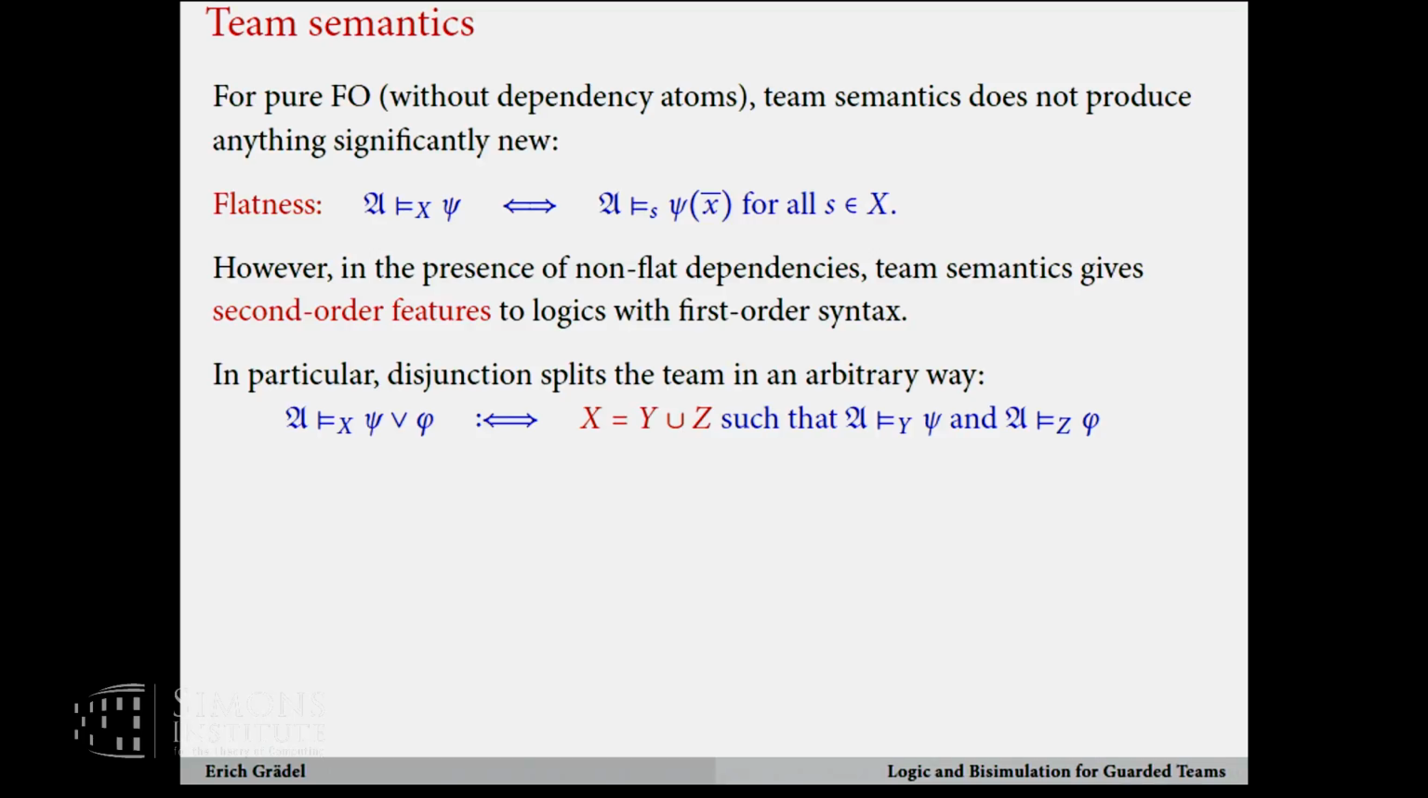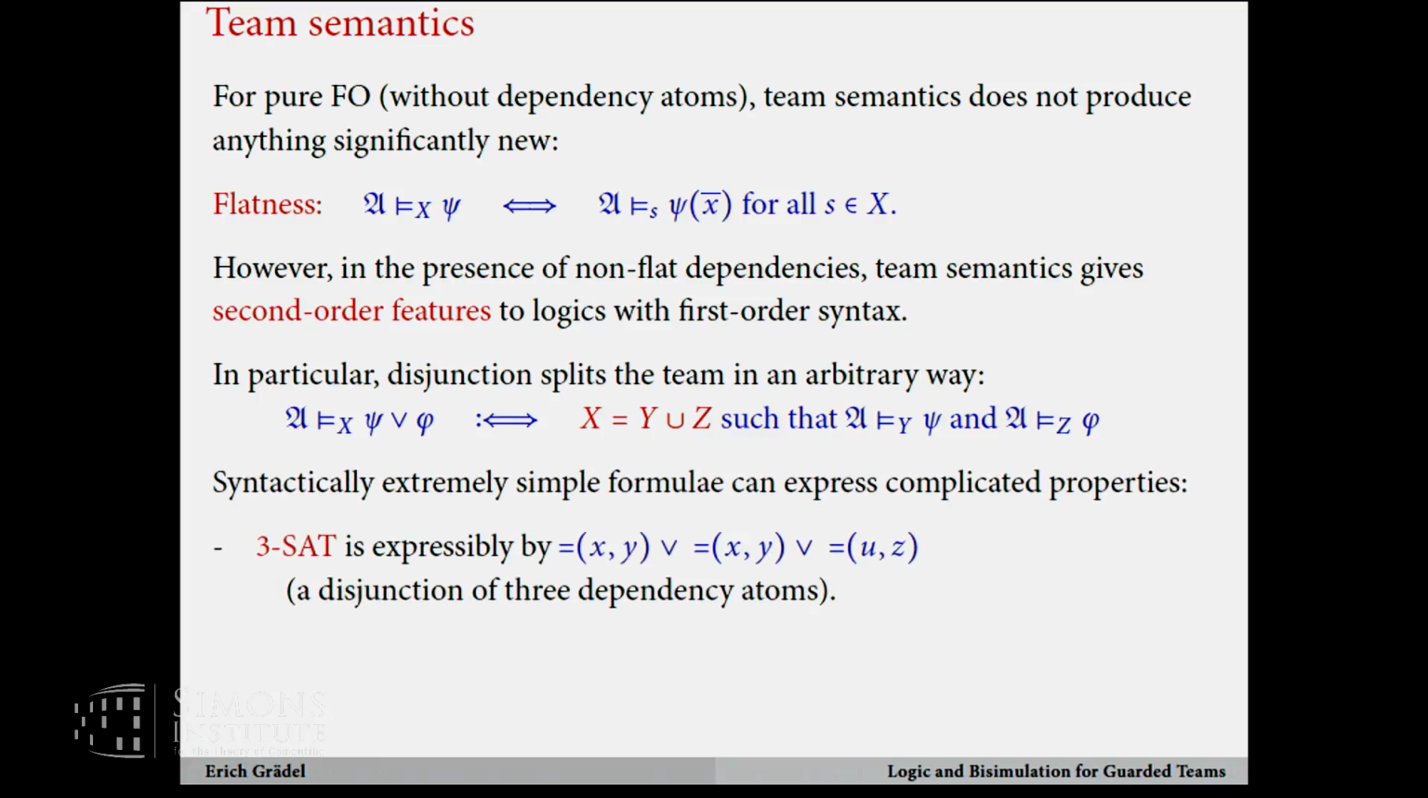And the most interesting case is, in fact, disjunction, because disjunction splits the team. If you say either phi or psi is true in the team X, you actually split the set of assignments into those that satisfy phi and those that satisfy psi. So this already introduces a second-order feature, and quantifiers do as well. And the consequence, for instance, is that extremely simple formulas can express complicated properties. 3-SAT can be expressed by just a disjunction of 3 dependence atoms, 2 of which are the same.